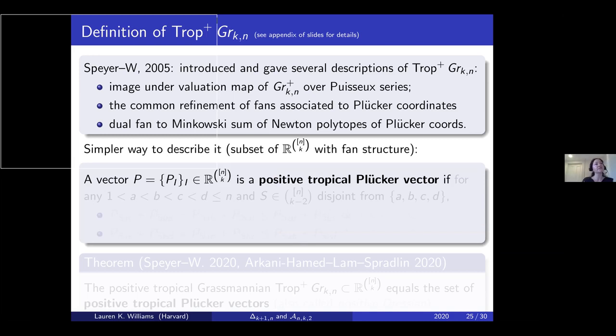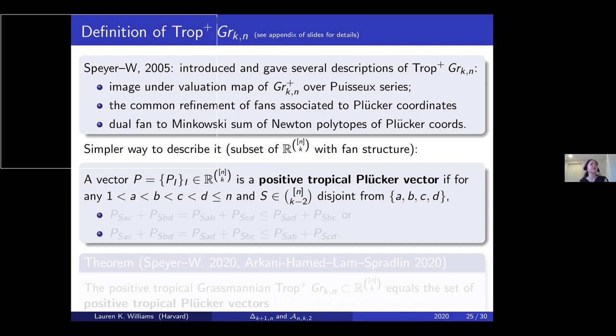So let's say this vector P is a positive tropical Plücker vector if for any A, B, C, and D, and S, a k minus 2 element subset disjoint from A, B, C, and D, we have one of these two inequalities. And these two inequalities should remind you of the three-term Plücker relations. So we say a vector P is a positive tropical Plücker vector if it satisfies this kind of tropicalized version of the three-term Plücker relations.